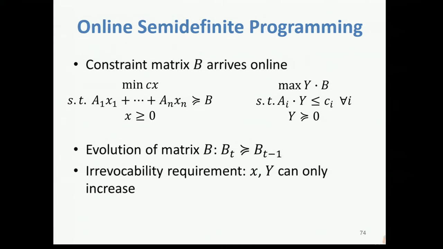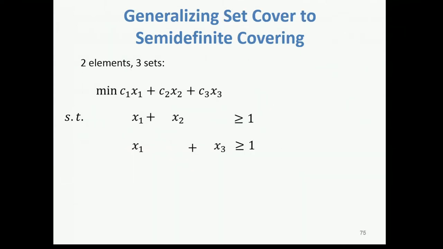Now, what would be the online version of this problem? We have only one semi-definite constraint, but the matrix B evolves over time, and everything is positive semi-definite, and the matrix B_t satisfies over time that B_t is bigger than or equal to B_{t-1} in the PSD sense. And X and Y, and again, matrix Y is PSD, and it only grows; it increases in the PSD sense.